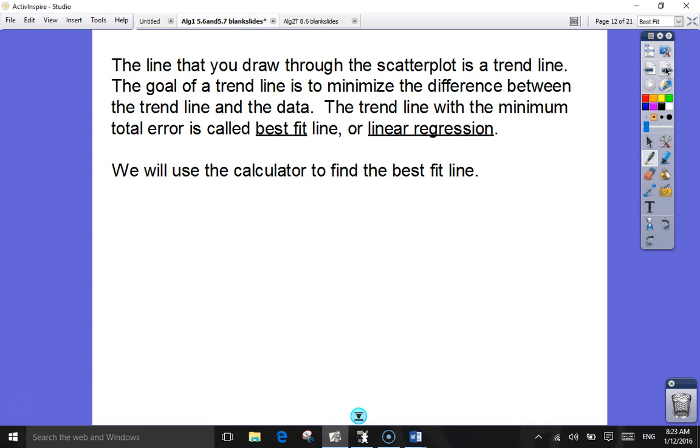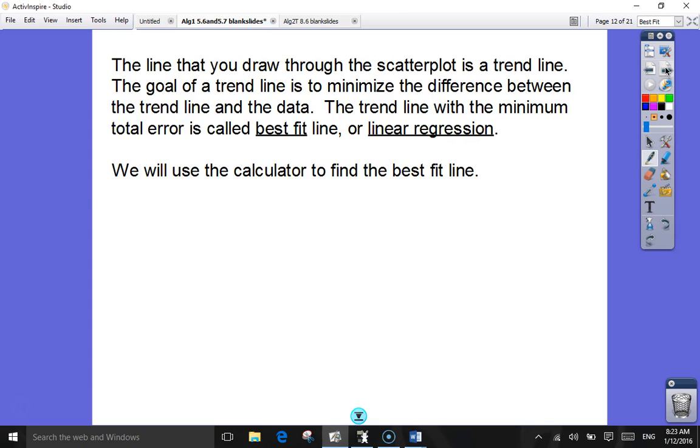Now, you can make that the actual best fit line if you find the actual position that minimizes the error. The math you do to figure that out is more sophisticated than we would do in this class. On the other hand, your calculator does it for you easily. That's what we've got to learn today: how to use the calculator to find the best fit line through data.